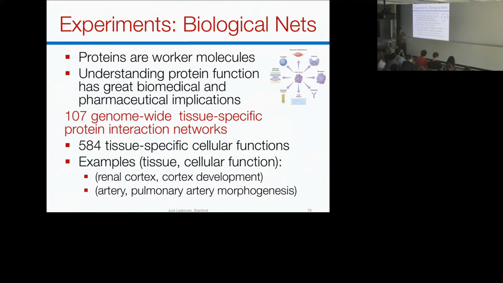So what makes things hard is that protein function is usually tissue specific, right? If you have the same protein in your lungs, it will do something different in your lungs than it does in a brain cell. So what we did here is we have more than 100 different tissue specific protein interaction networks in a human, and each of these networks is around 20,000 nodes, 20,000 proteins, and each of them is labeled with one or more of these 584 different tissue-specific cellular functions, right? So, for a given tissue, a cellular function could be that in the renal cortex, this protein is in charge of cortex development. Or, in artery, this is what this protein is in charge of, okay?